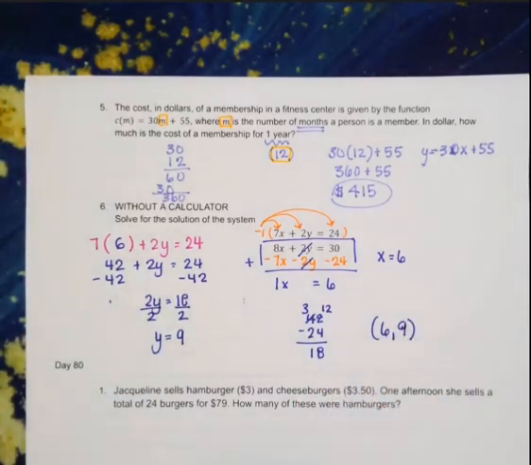Also, if this was with a calculator, you can type them into Desmos just like that. No work done, no moving anything around, no adding, subtracting, and look for their intersection, and you should find their intersection at 6, 9. Hopefully that ironed out some confusions or issues.